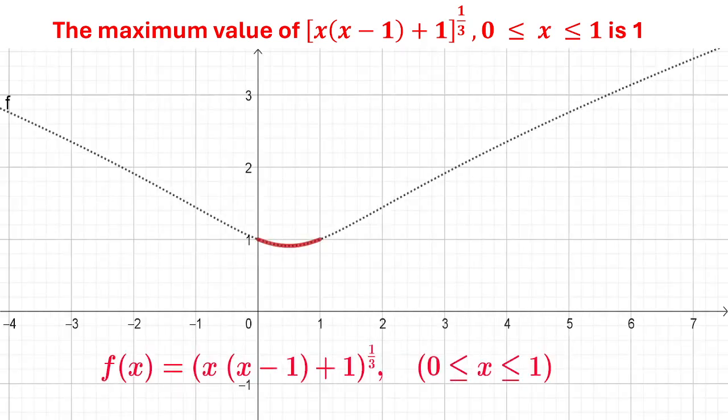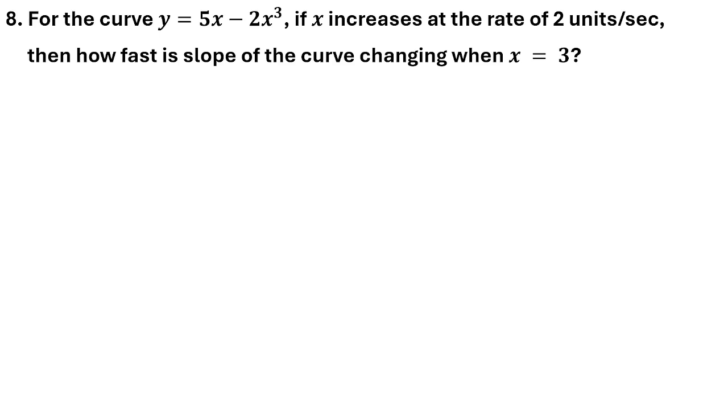Now we are just visualizing the maximum value of x into x minus 1 plus 1 whole power 1 by 3 from 0 to 1. You are seeing that its maximum value is 1. Okay. Let us go to question number 8.